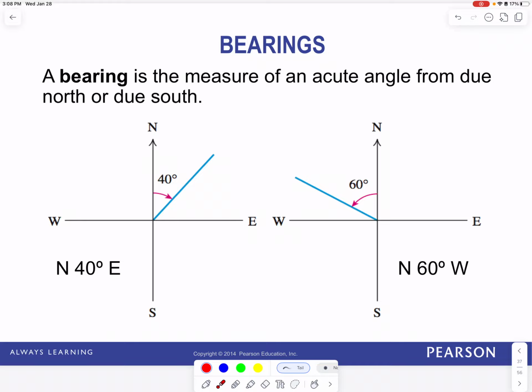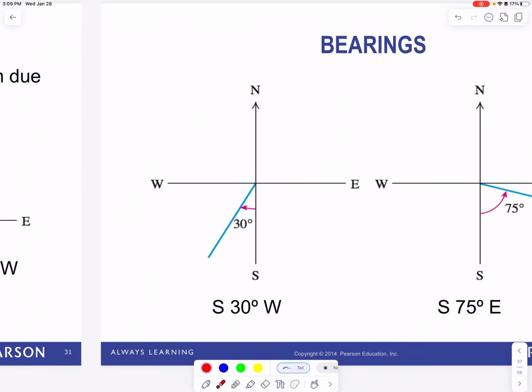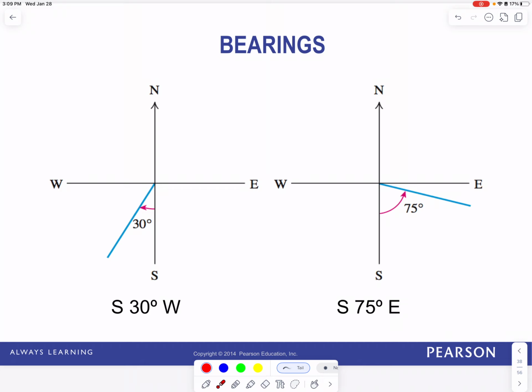Another way you can read this is north 40 degrees east. So from the origin, you're going on the north line, and then you go 40 degrees east of the north line. The second one, north 60 degrees west. So on the north line, you go 60 degrees west of the north line, right? And then this next one is due south 30 degrees west. So if you go south first, and then 30 degrees off of the south line, and then south 75 degrees east. So off the south line, 75 degrees to the east, okay?